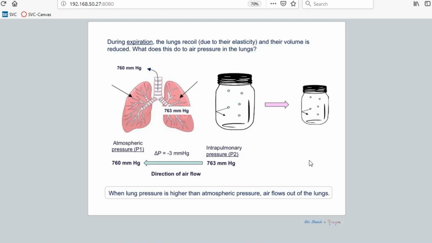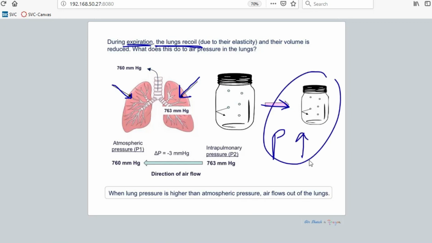Then what happens when you exhale? During expiration, the lungs recoil. There's elasticity in there, there are elastic fibers in there. And so when those muscles are done contracting, the lungs recoil, the volume goes down, and what does that do to pressure? That causes pressure to go up. And so now the pressure in the lungs is 763, which is greater than outside, and that causes air to move out of the lungs.